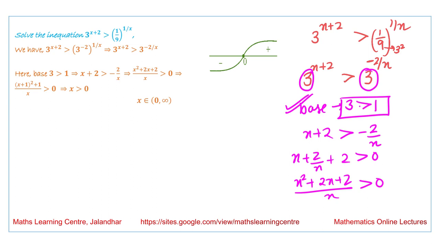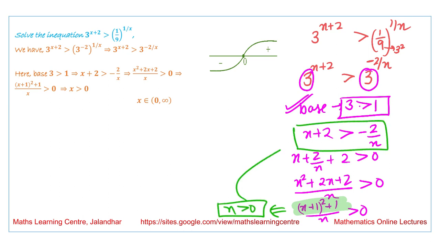And this numerator part, we can write it as (x plus 1) whole square plus 1 by x is greater than 0. Clearly this term is always greater than 0. So this implies that x is greater than 0. This inequality is satisfied for all x greater than 0. So we are saying x belongs to the interval 0 to infinity.